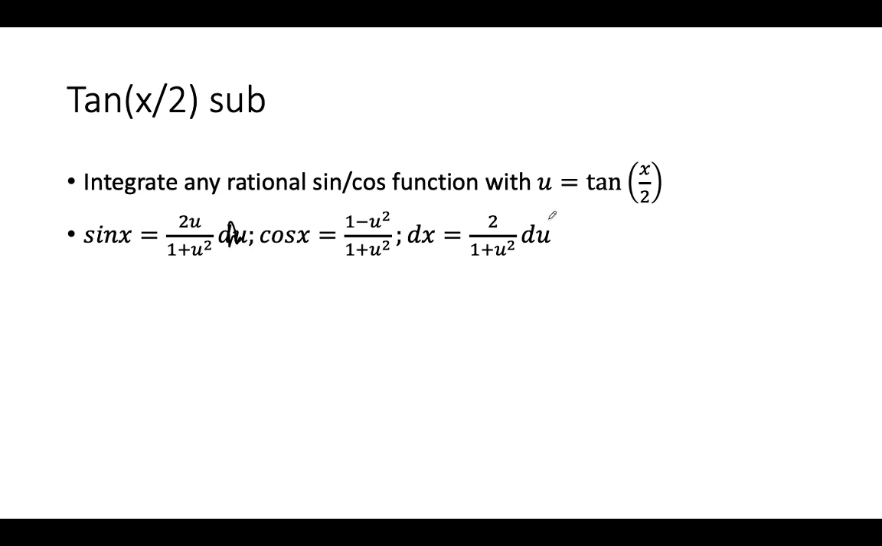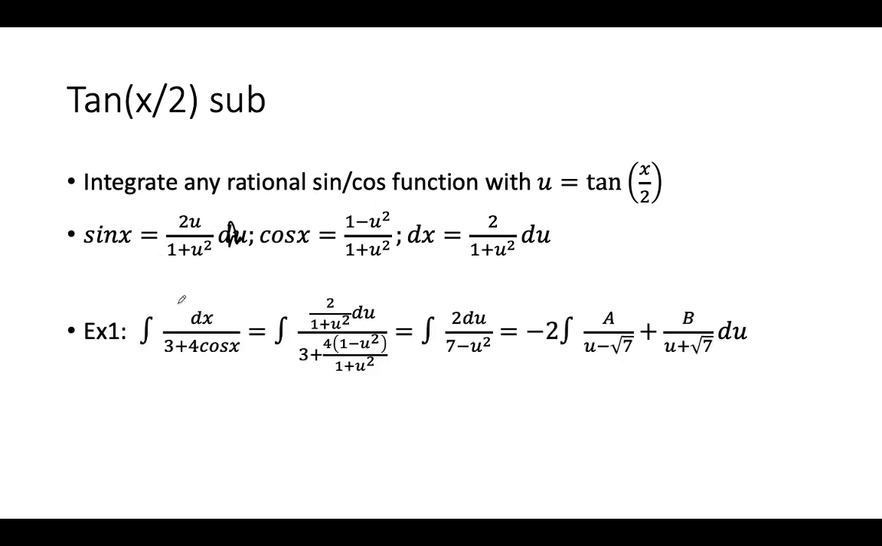And the point is this integrates any rational function of sine and cosine at all. And the reason why is because you're going to have these 1 plus u squared denominators, and they're going to cancel out super nicely. Let me give you an example of that. So here's the example, dx over 3 plus 4 cosine of x. How do you integrate this, right?